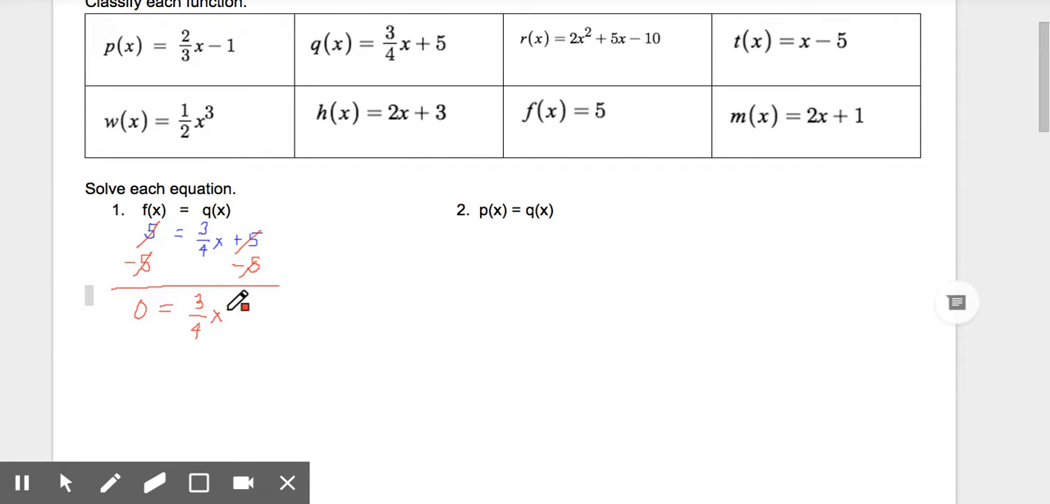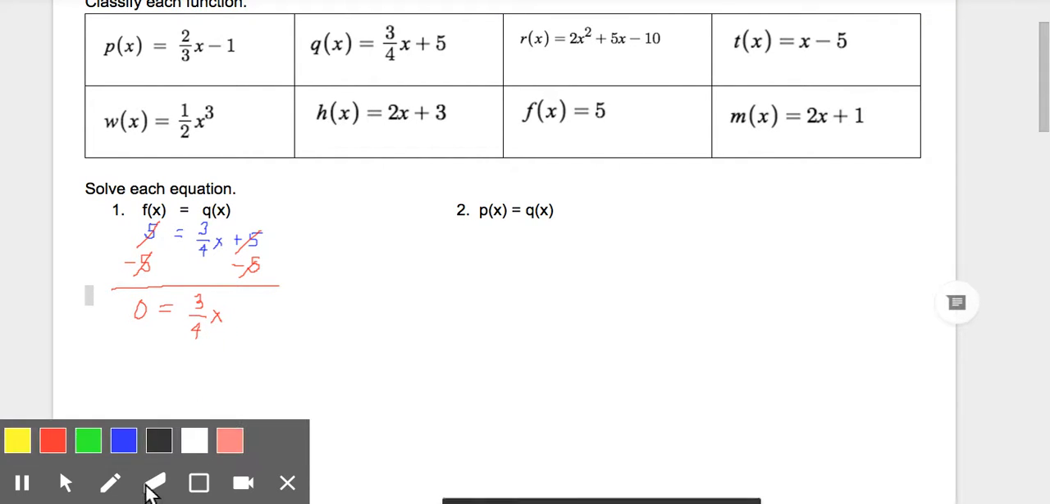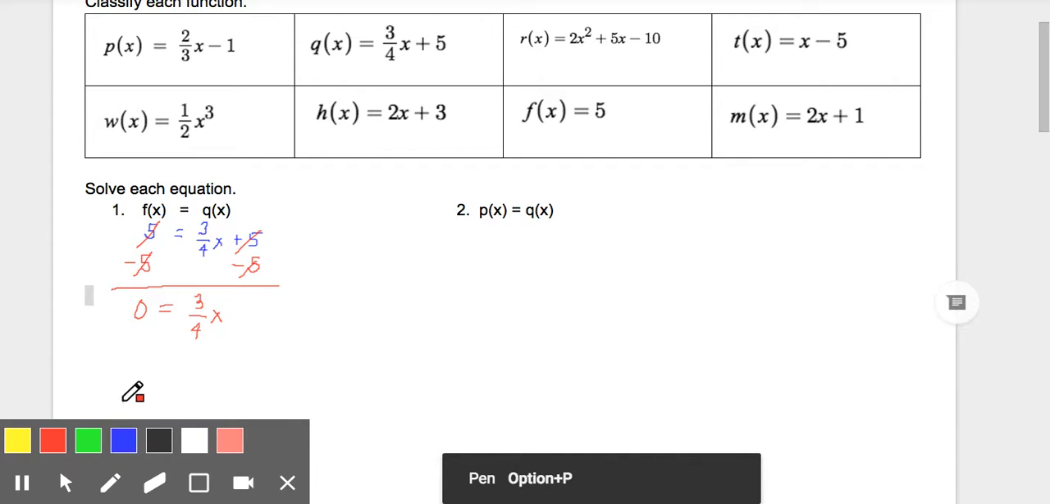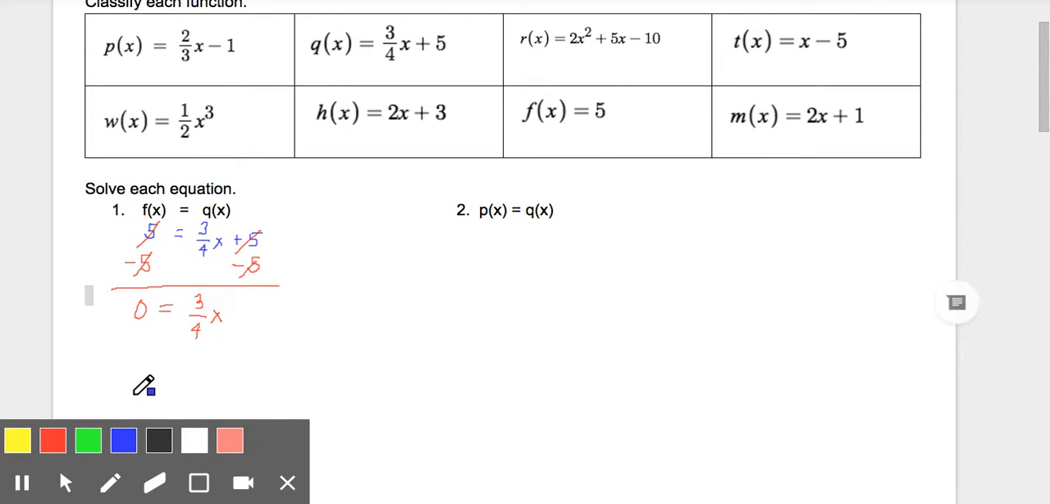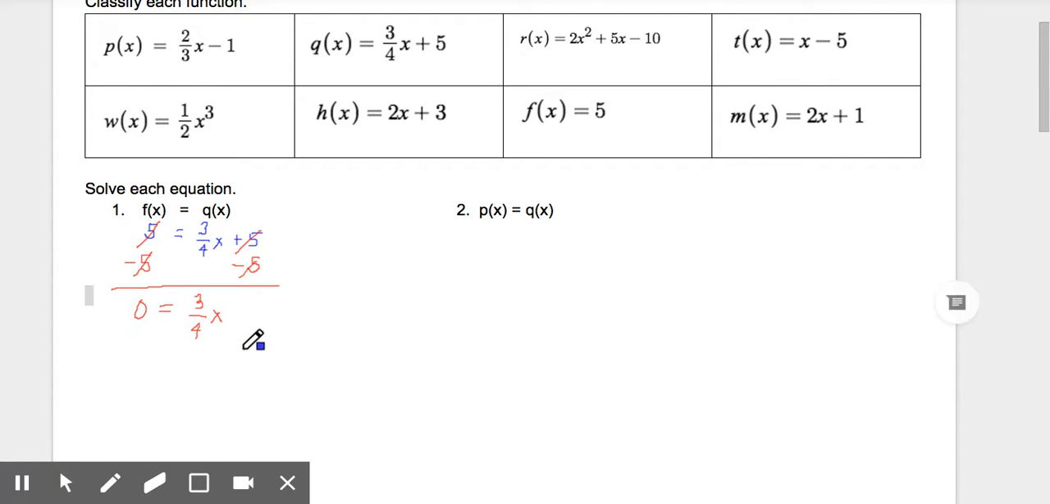Okay, the goal is to get the x alone. So the meaning of this 3/4 x is 3/4 times x, or x times 3/4. So if we undo the times 3/4, the opposite or the inverse of times 3/4 is divide by 3/4. Okay. So we can divide both sides by 3/4. But dividing by 3/4 is also the same as multiplying by the reciprocal of 3/4. So maybe I'll write that down here so that we remember.